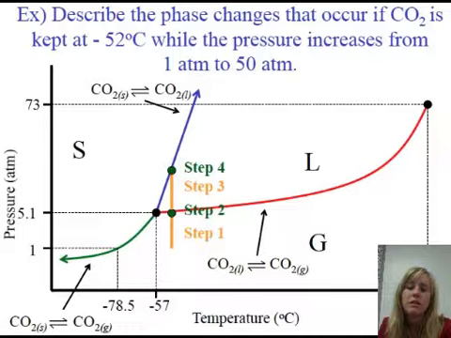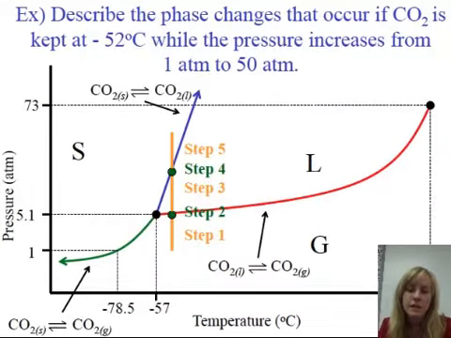Step 4, some solid forms, and solid and liquid exist together in equilibrium. And step 5, when the pressure increases a little bit past this point, all of the liquid solidifies and there's only solid in the cylinder. When 50 atmospheres is reached, the cylinder still contains only solid CO2. What you need to be able to do with phase diagrams is you need to be able to draw them, identify the critical point, and identify the triple point.